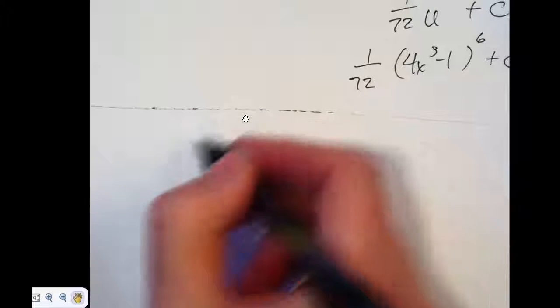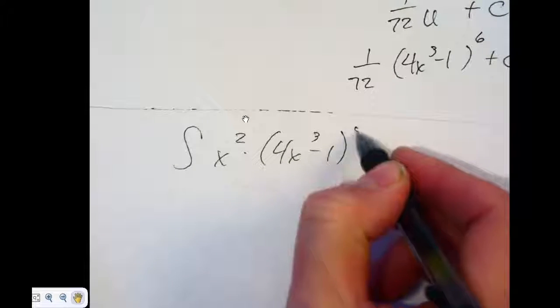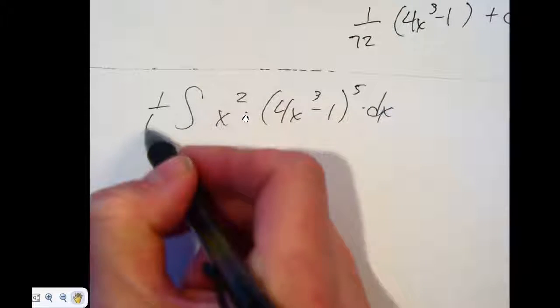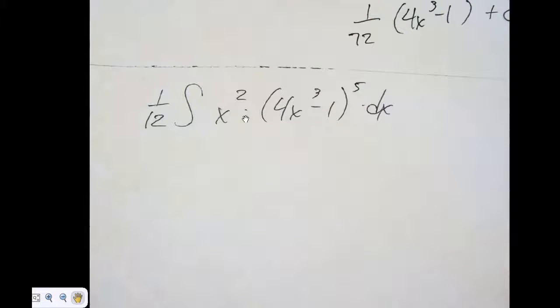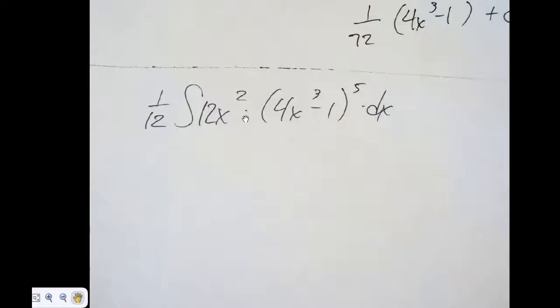Let me rewrite the problem, then ask that again. I'm not sure what you're saying. Say it again. If you put your 1/12 out in front of the integral sign, and then put your 12 in front of the x squared, and then you did the U-sub, would it work from there?